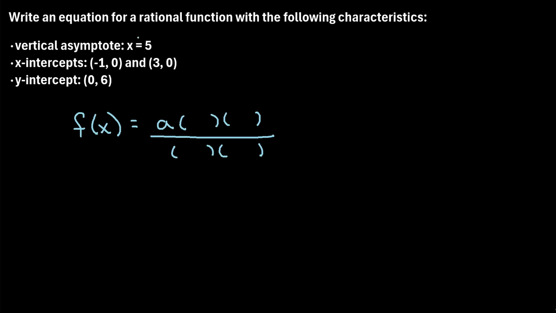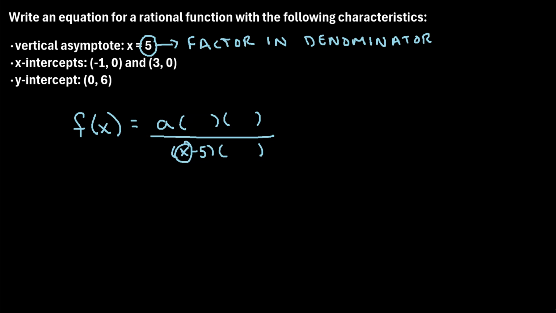We'll start with the vertical asymptote. So we're told that there's an asymptote at x equals 5. What we can do with this value is use it to determine the factor in the denominator. So what we'll write for the factor in the denominator is x minus 5. Because if we plug in an x value of 5 for x right here, we would get 5 minus 5, which is 0, which would make this entire function undefined because we can't divide by 0. So that's how we can use the vertical asymptote to write the factor in the denominator.